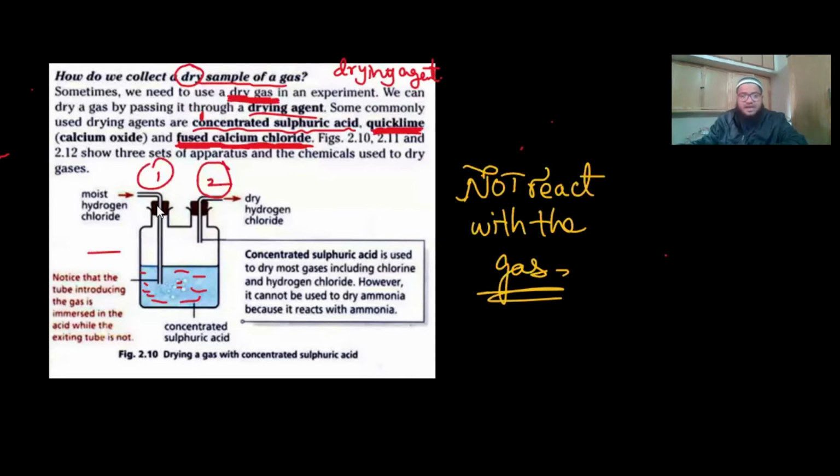Then secondly, these corks are important. There must be corks in order to prevent the gases from escaping. Okay, so now let's read through this very important paragraph over here.